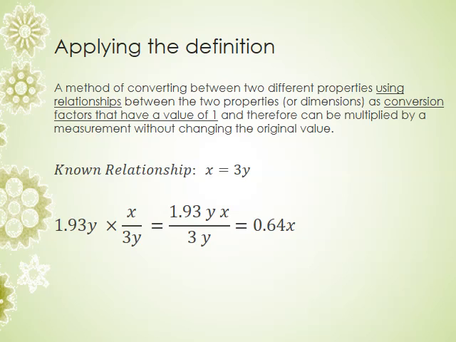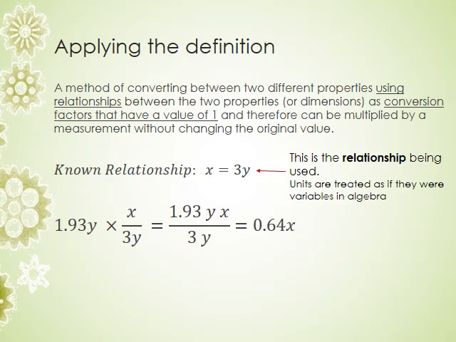Okay, let's go over this one more time because it can get tricky once we start putting in units that we're more used to. So again, we talked about applying the definition, which was a method of converting between two different properties using a relationship between the two properties. In this case, my relationship between the two properties is that x equals 3y. In ours, we're not going to tend to see x and y. However, when we see units like milligrams and kilograms, they're going to be treated as if they were a variable, as if it were in algebra.